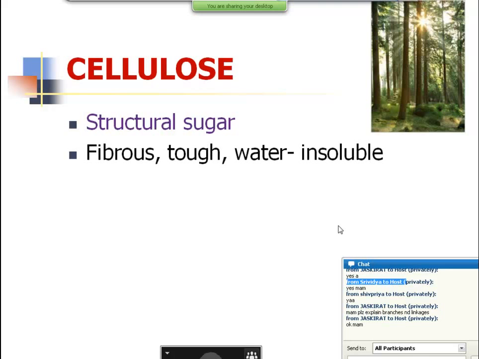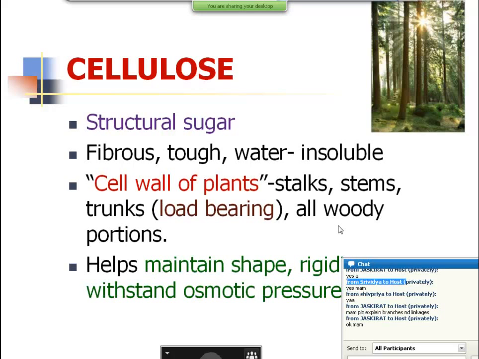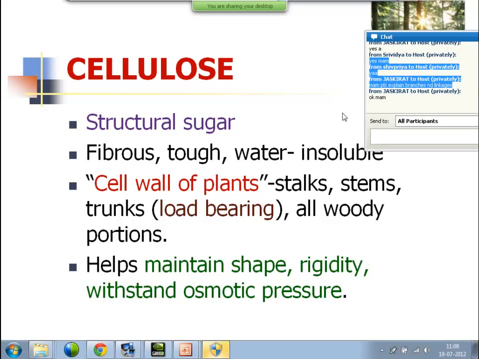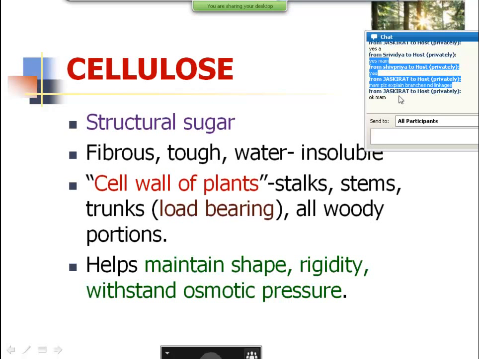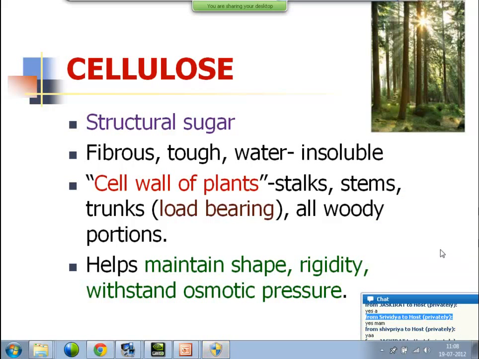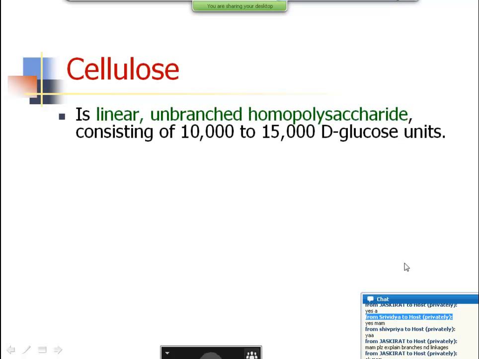Right, so how does it do this? It is very fibrous, it is tough and water insoluble. As I already said, it has got load bearing capability and it helps in maintaining the osmotic pressure, the shape and rigidity. What makes it so rigid? Just the presence of glucose residues. Alright, it is just the glucose residues.